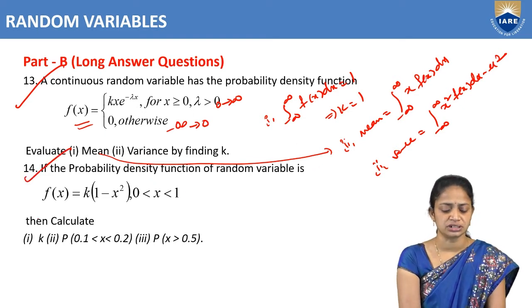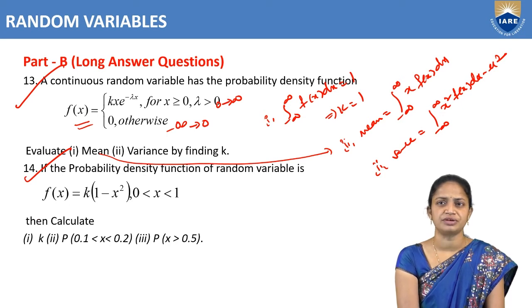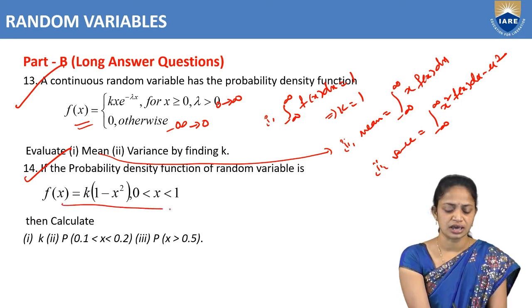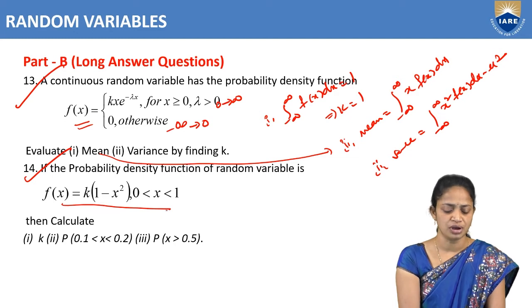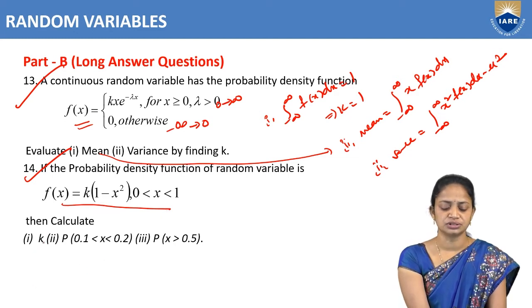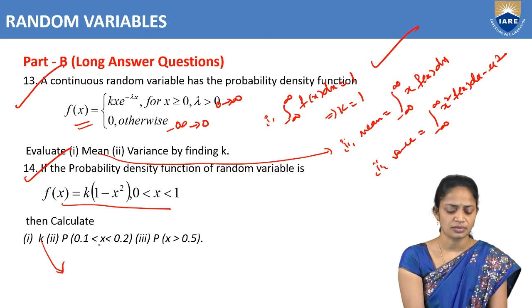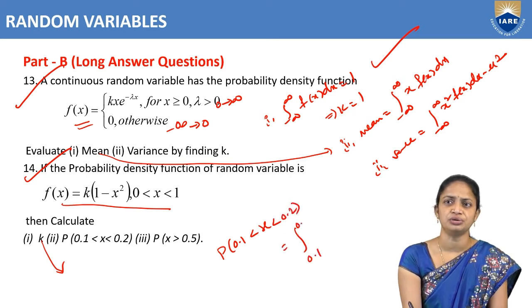Coming to the next question, the probability density function of a random variable is given as f(x) equal to some expression, with the same procedure. Here also we need to find the k value using this formula, and the probability of 0.1 less than x less than 0.2 is the integration from 0.1 to 0.2 of f(x) dx.